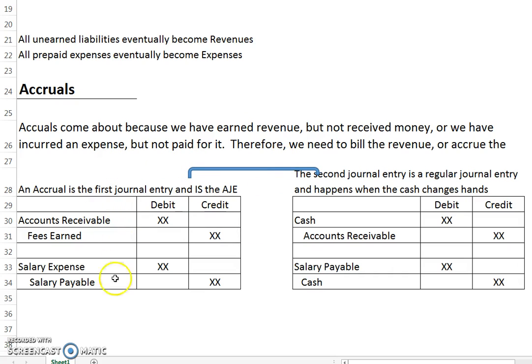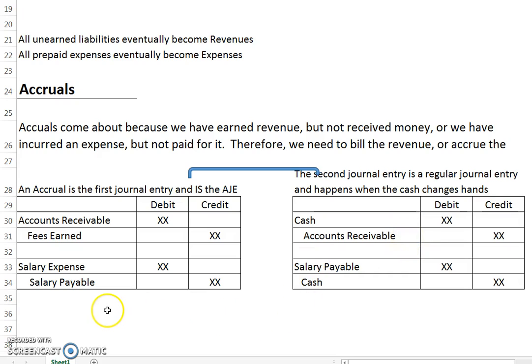So the first journal entry is your adjusting journal entry. Notice it doesn't have any cash. This is your adjusting journal entry. We debit accounts receivable and we credit fees earned because we did the work, but we just haven't gotten paid yet. The second journal entry happens, and it's your regular journal entry, when we actually get the money. We get cash and we reduce our accounts receivable once we got it.